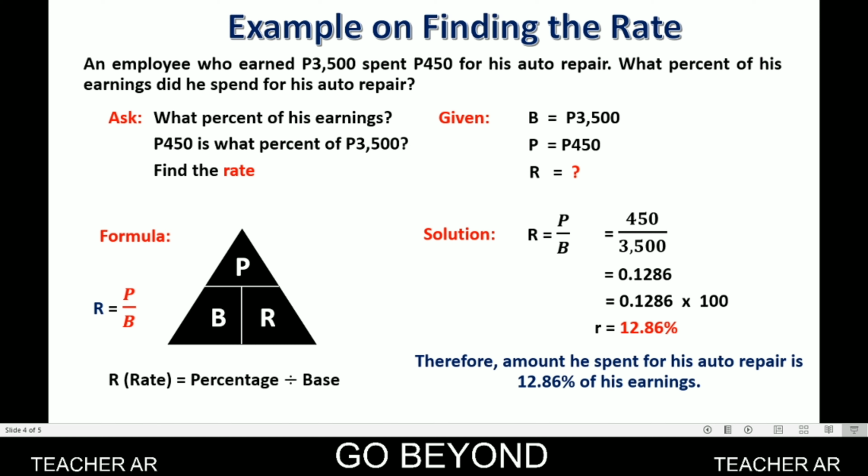Therefore, the amount that an employee spent for his auto repair is 12.86% of his earnings. In other words, 450 pesos is 12.86% of 3,500. And let's proceed to the last example.